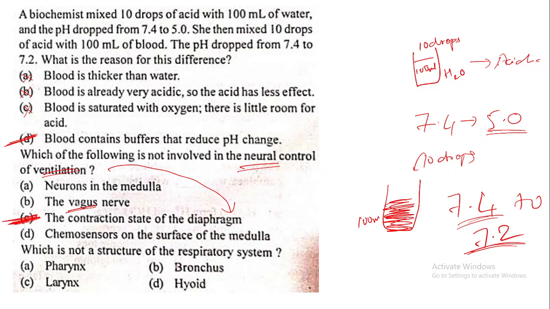Okay, next. Which is not a structure of the respiratory system? Pharynx, we know, the nasopharynx. Bronchus does play a role. Larynx is a sound box. Hyoid is a bone present in the neck region, near the larynx. It is a part of the skeletal system but has got nothing to do with the respiratory system. So, the right option here is hyoid, which is a bone. Remember, the hyoid bone is a bone of your neck.